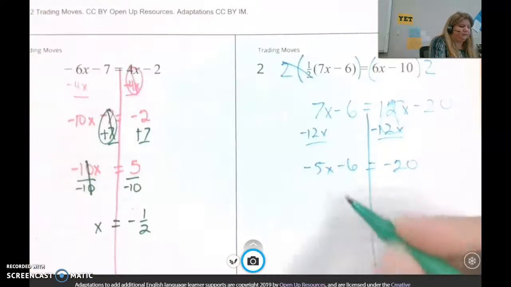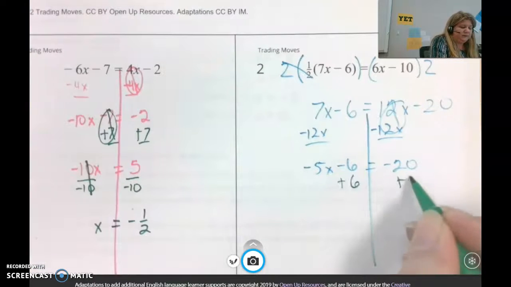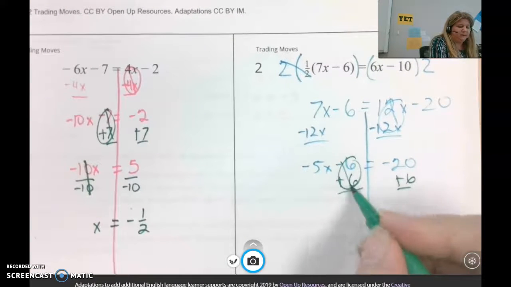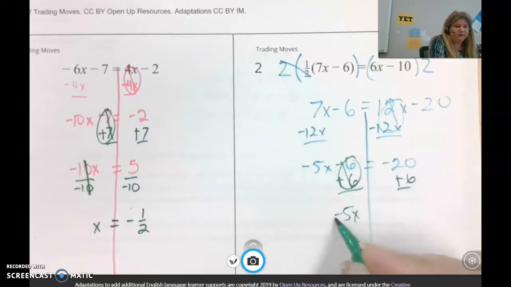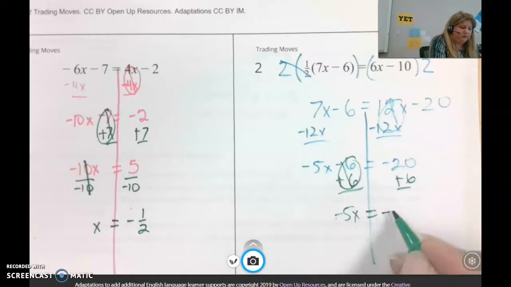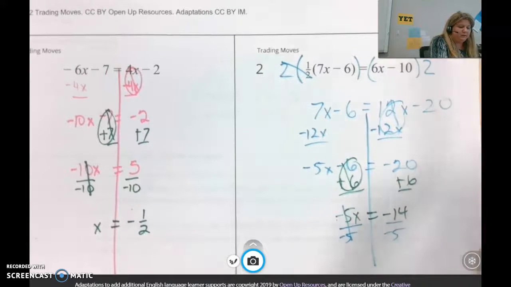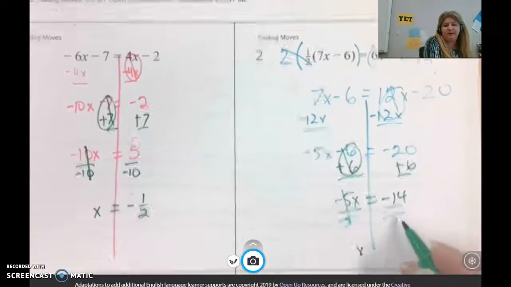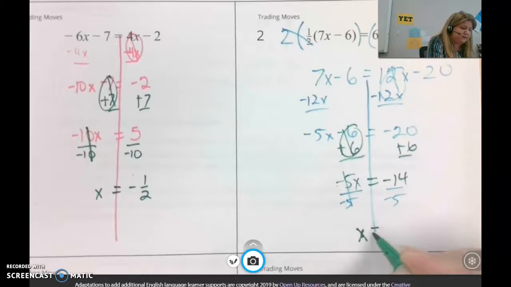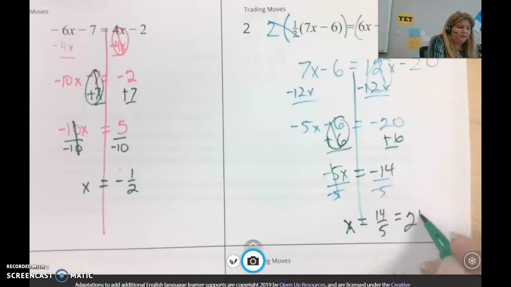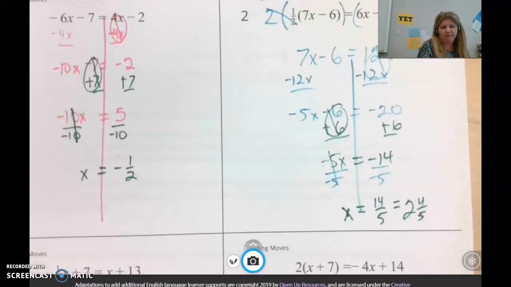Now I will add 6 to each side, and that's going to eliminate the constant on this side of the equation. Now I'm going to divide each side by negative 5. So my answer will be positive, because a negative divided by a negative is a positive. And I get 14 over 5, which is 2 with 4 left over out of 5.